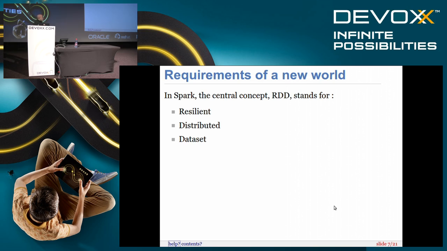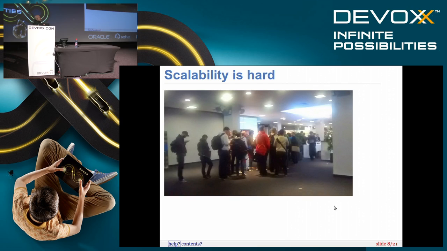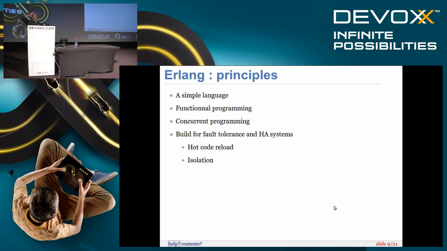And as a second example, to see how much those requirements are today's requirements, if you look at Spark, the central concept is called RDD. The first two words there are resilient and distributed, which are two main characteristics of the Erlang platform and Erlang applications. I mean, parallelism is a problem that we have today. Scalability is a problem that we have today. As you can see, scalability is hard. That's a picture that I took yesterday during the party, when everybody wanted to get features. And you see, it's hard to scale when there are a lot of people going there. So, how do you do that in Erlang?